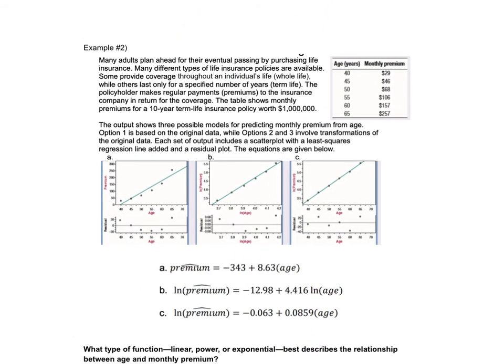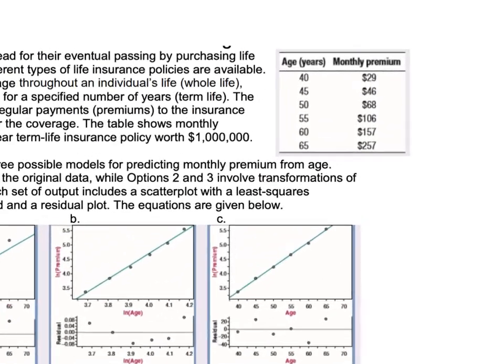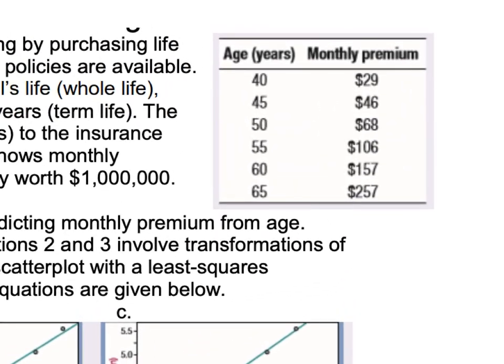Many adults plan ahead for eventual passing by purchasing life insurance. Many of the adult insurance policies are available. Some provide coverage throughout the individual's life, whole term, while others last only for a specified number of years, term life. The policy makes regular payments, premiums, to the insurance company in return for coverage. The table shows the monthly premiums for a 10-year life insurance policy worth $1 million. So here we go. Term life worth $1 million.